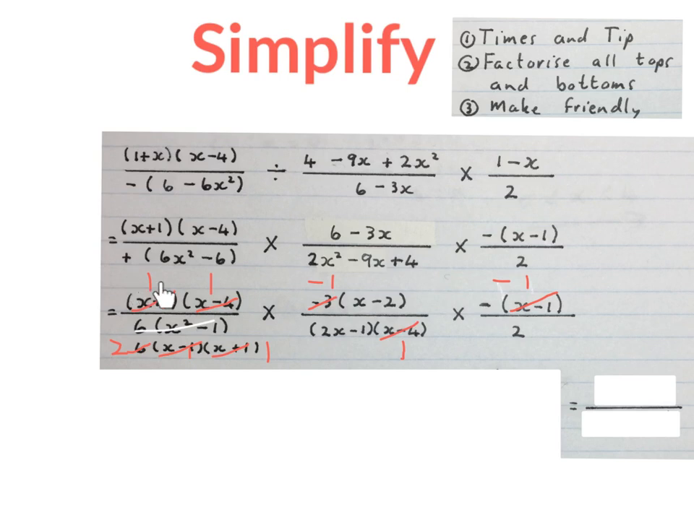You times the tops with the tops. 1 times minus 1 times this bracket will give you a plus bracket, x minus 2, at the top. And the bottom, 2 times 1 times this bracket times 1 times 2 will give us a 4 bracket, 2x minus 1. We check if there's nothing that we've left that we can still cancel, and we say no, this is the simplified answer. Please stop the video and get your brain around this expression being simplified.